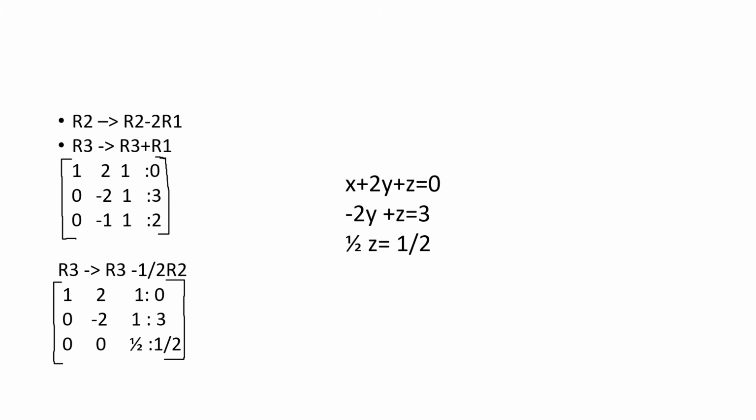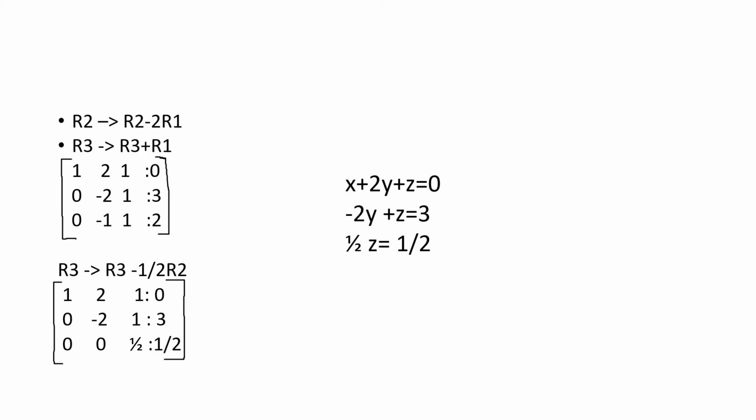If you perform two row transformations, R2 gives R2 minus 2 R1 and R3 gives R3 plus R1, we will get a matrix in which the first two rows have zeros at the beginning. There is one more entry that should be made 0, that is minus 1. For that we perform the transformation R3 gives R3 minus 1 by 2 R2. After doing that operation we will get an upper triangular matrix.